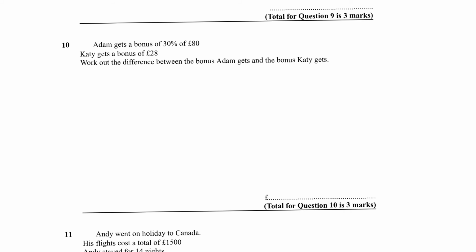And then having a look at question 10, it says Adam gets a bonus of 30% of £80. Katie gets a bonus of 20%. It says work out the difference between the bonus that Adam gets and Katie gets. So first of all, to work out 30% of £80, there's two ways. You could just do 80 times 0.3, or you could do the 80 divided by 100 times by 30. And either way, you would be left with an answer of £24.